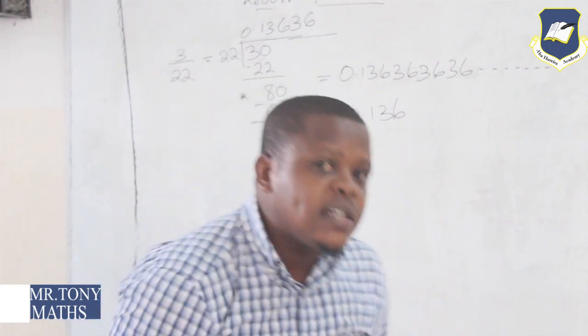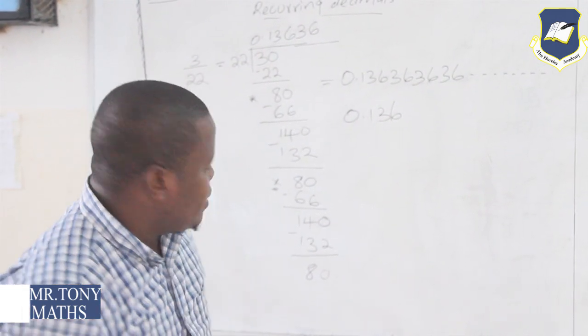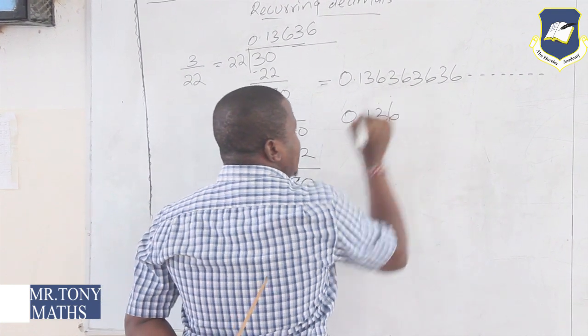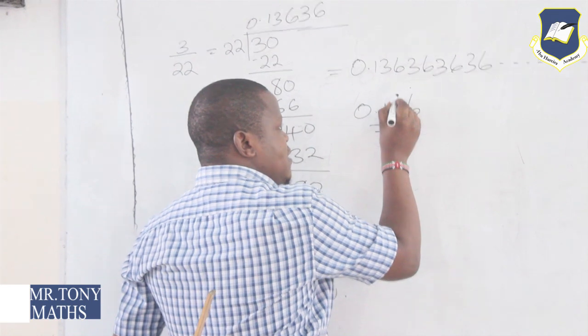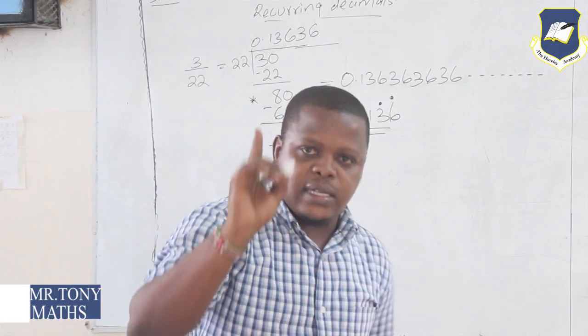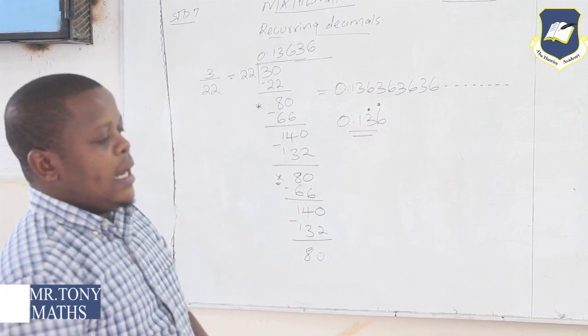Because we have identified our digits that are repeating themselves, our answer will be 0.136, where 1 is not repeating itself. The only digits that are repeating themselves are 3 and 6. So our answer will be 0.136, with the 3 and 6 dotted because those are the digits that are repeating themselves.